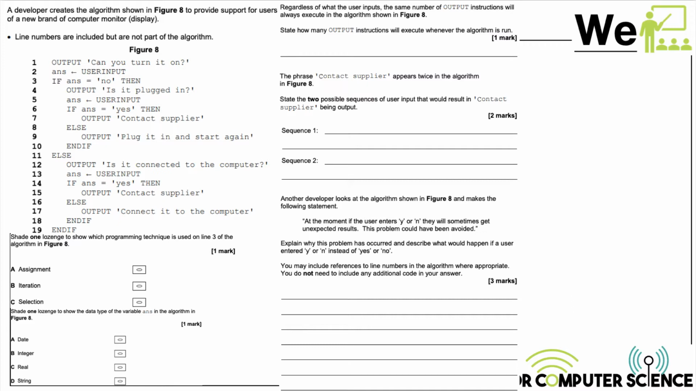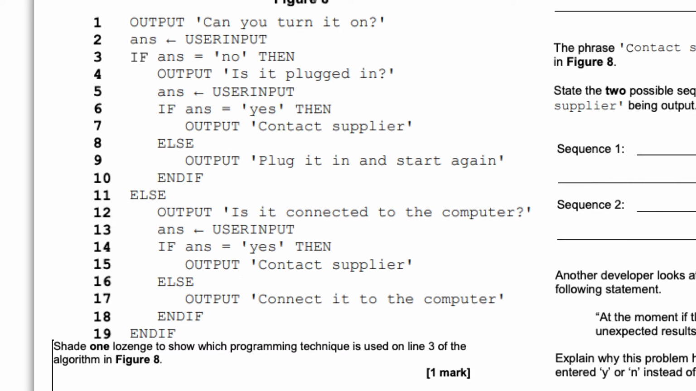So we've got a developer creates the algorithm shown in figure 8. So that's this algorithm here, to provide support for users of a new brand of computer monitor. Okay. So it outputs a message to the user on line 1. Can you turn it on? Then the user responds in some way, and that's assigned to the variable ans. In fact, why don't we zoom in a bit so we can see it? Okay.